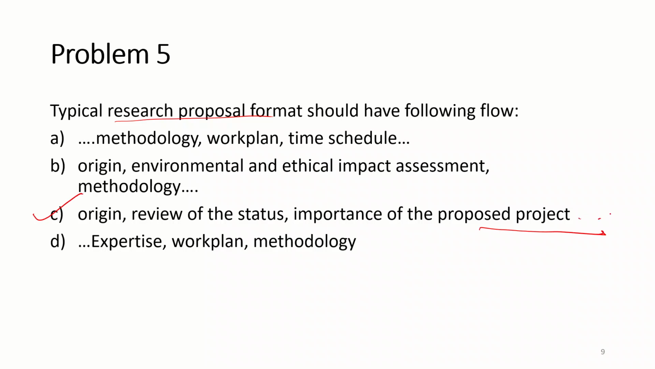Origin, review of the status and importance, because here you see, the work plan should always come before the methodology. The work plan shouldn't be late. The work plan is basically a list of what you will be executing in the project, and the methodology tells you the procedure for carrying out each step in the work plan, how you plan to do the experiment or execute it. All that you will be mentioning in the methodology. So the work plan should always come before the methodology.